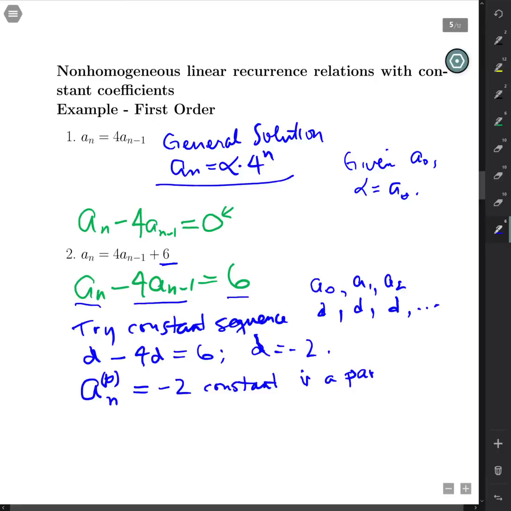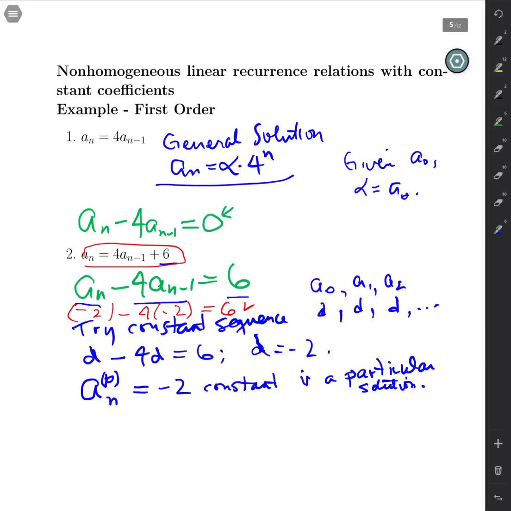I'll say a particular solution. And this equation that we got is equivalent to the original expression we'd have. In other words, if we substitute that in up here, we would have that minus 2 minus 4 times minus 2 is equal to 8 minus 2, which is indeed 6. Or if you use the original form up here, same thing. So that is a solution, that constant sequence.